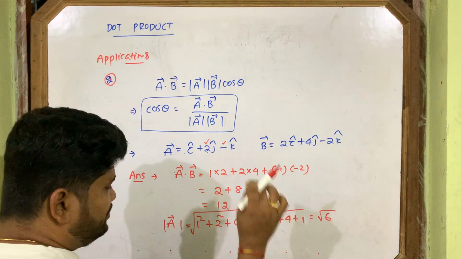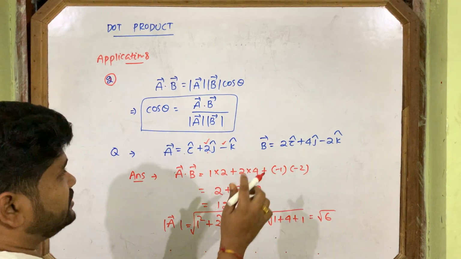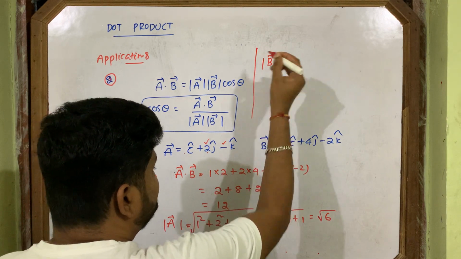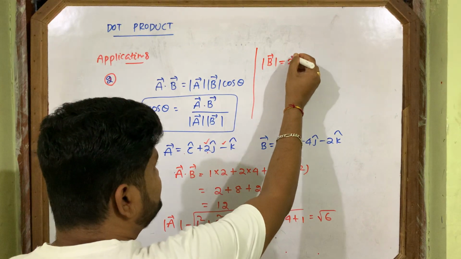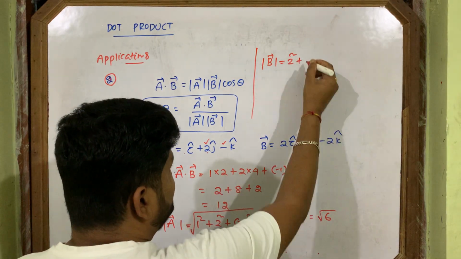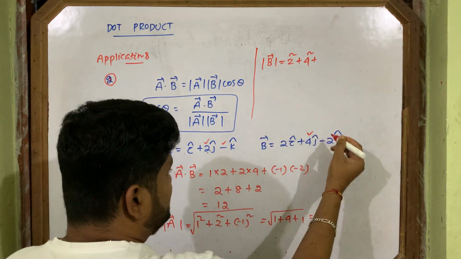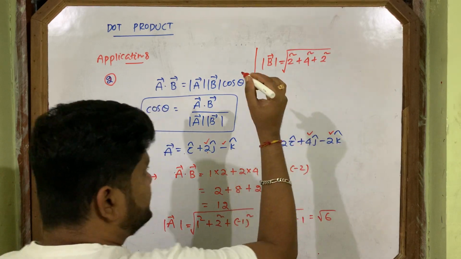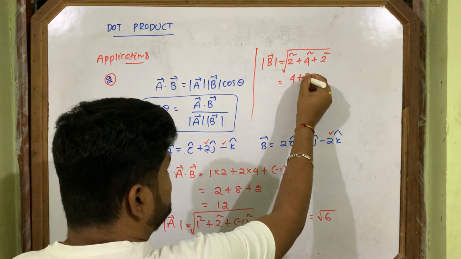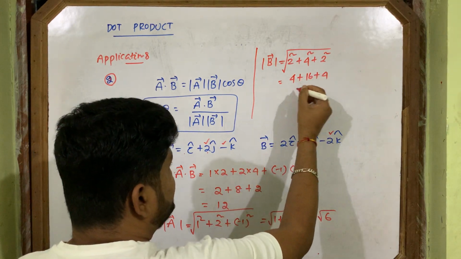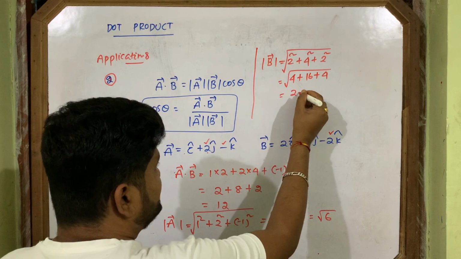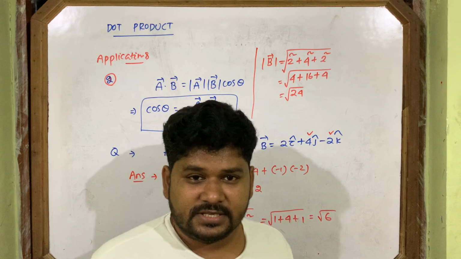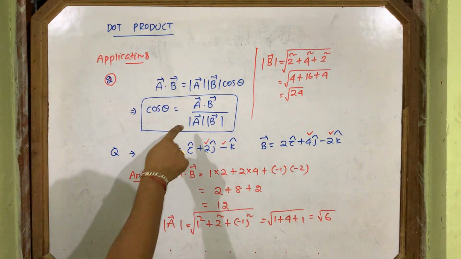Then come to the mod of b vector. Mod of b vector is equal to the square root of 2 square, then 4 square, then 2 square. So this is 4, 16, 4 under the root. So it is coming root 24. Okay, it's right. Now we use the formula.